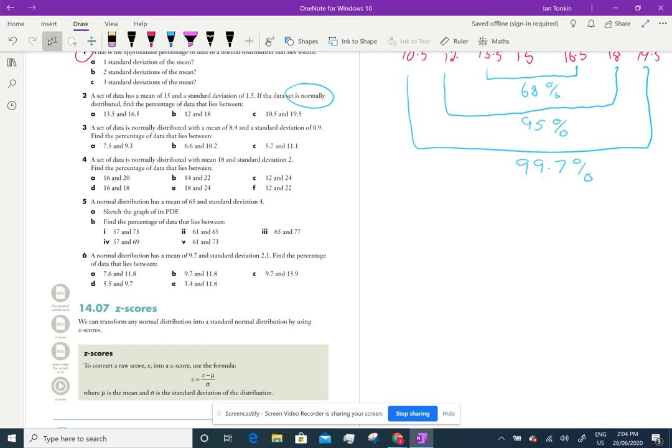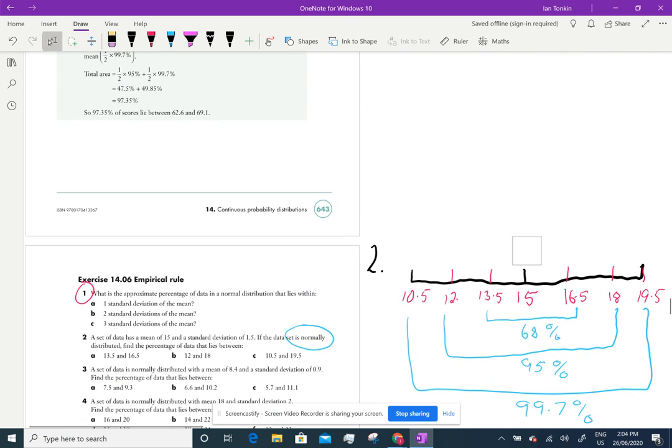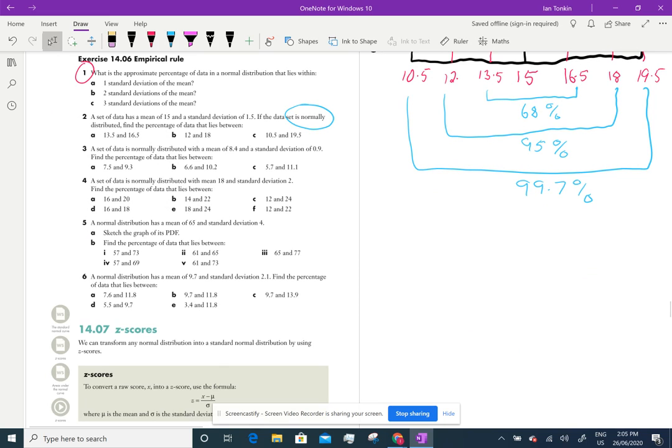Now, how else can they ask you this? Well, they can ask you a whole range of different things. And by the way, if you really wanted to, you could have drawn the curve. But you don't need to. You just need to know the range of the data. So I'm going to jump now to question 4.